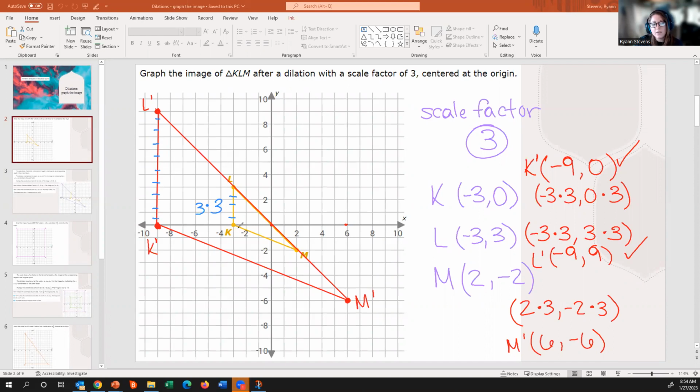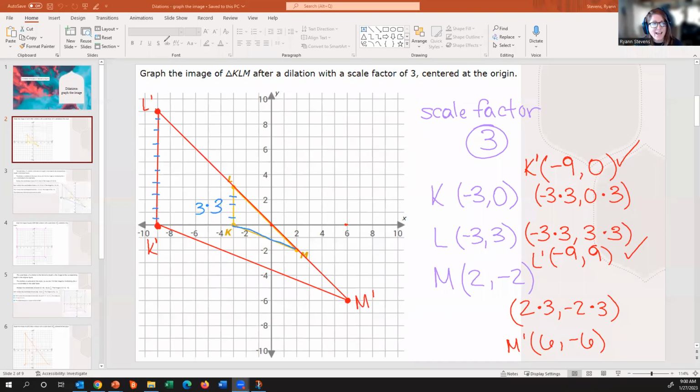The only thing is with K, M, we can't really check that answer, because we would need to find the slope of this line and then find the slope of the other line. You could check it, but a good way is to just make sure one of the sides is a scale factor of 3.